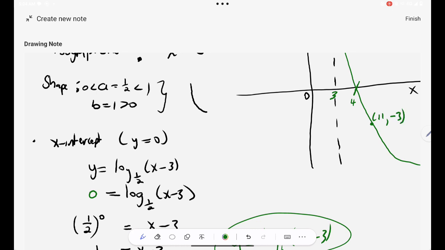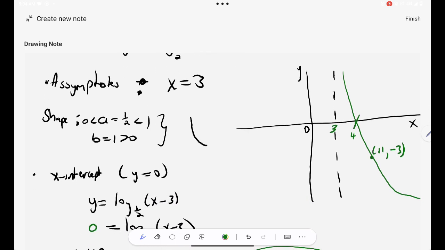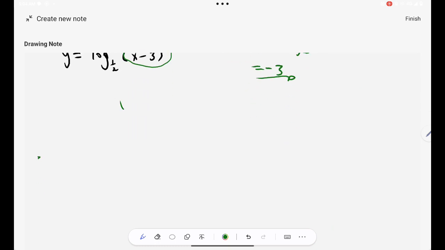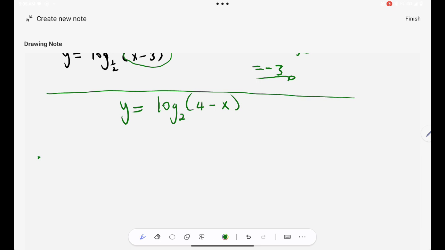If your graph does not cut both the x and y axes, you must indicate one extra point on your graph. Are we together? Please pause the video and do this one. Pause the video and do that one.